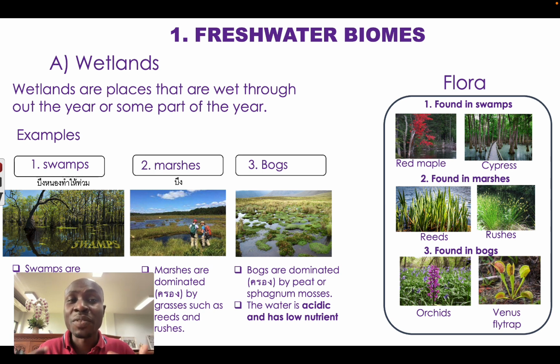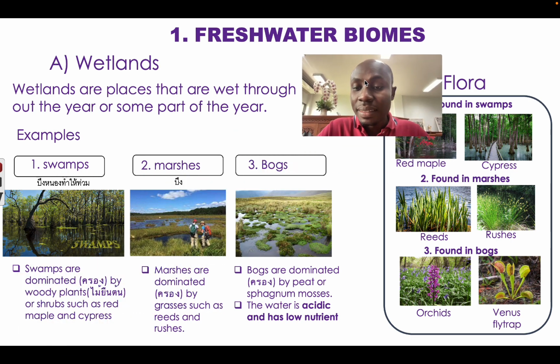We call them wetlands. Okay, and there are different types of wetlands. Let's look at three examples. Number one, swamps. Number two, marshes. And number three, bogs. Now, I tried to look for the translation on Google. I'm not sure if these are correct.